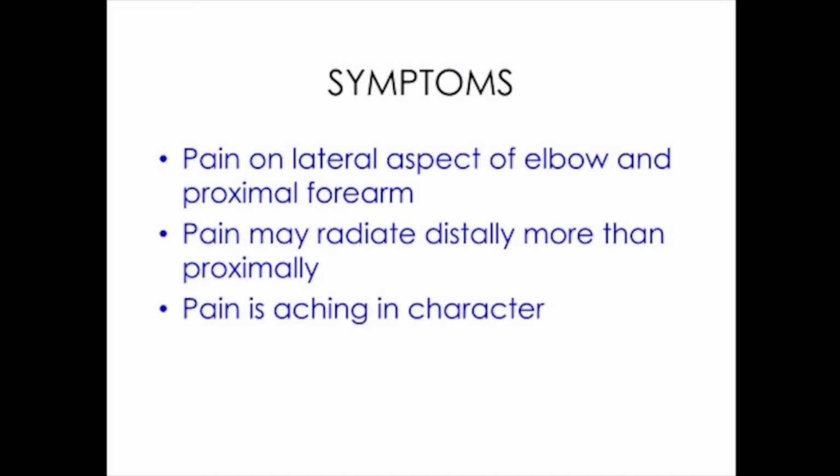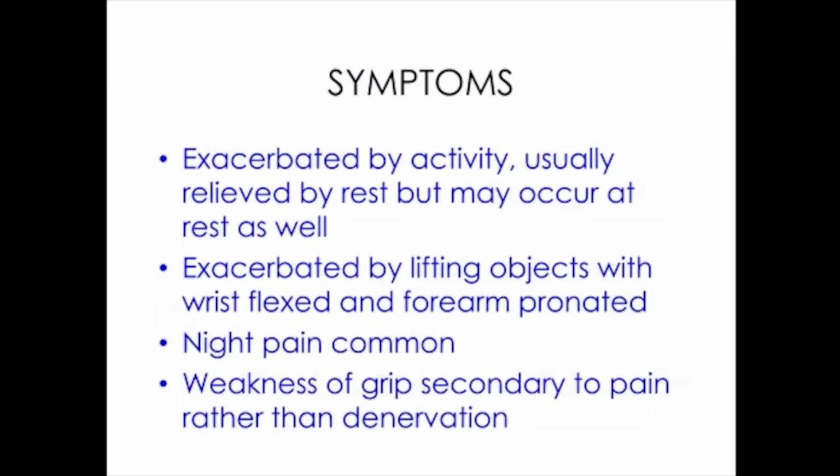So the typical symptoms are pain on the lateral aspect of the elbow and proximal forearm. Pain may radiate distally more than proximally, and pain is aching in character, and we'll get back to why that's important. The pain is also exacerbated by activity and usually relieved by rest, but it sometimes occurs at rest as well. It's also exacerbated by lifting objects with the wrist flexed and the forearm pronated. Night pain is common, and there may be weakness of grip, which is secondary to pain, not due to denervation.